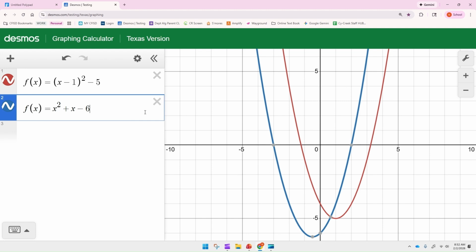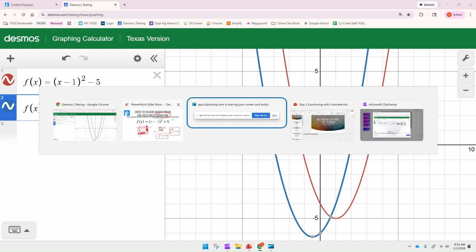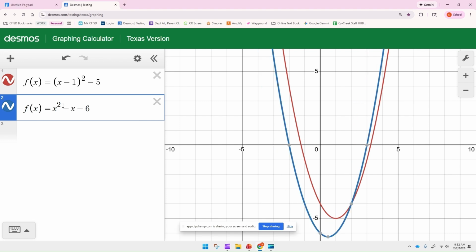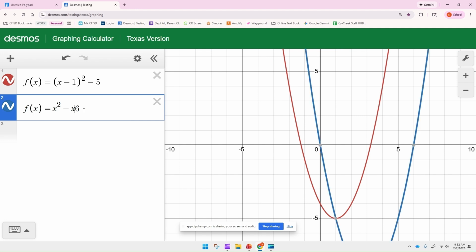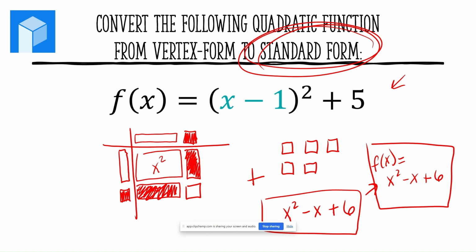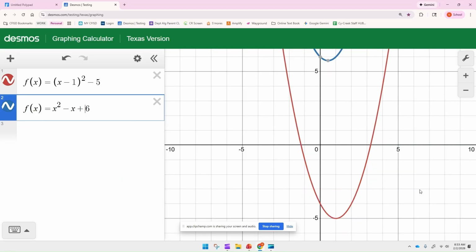Oh, hold on. Let's see. I did something wrong. Let me think here. This should be minus x, and this should be plus 6. It's still not working out. Hold on. Oh, there was my mistake. I have 2 of these. That should be 2x. There we go. Now I found my mistake. So this should be minus 2x.